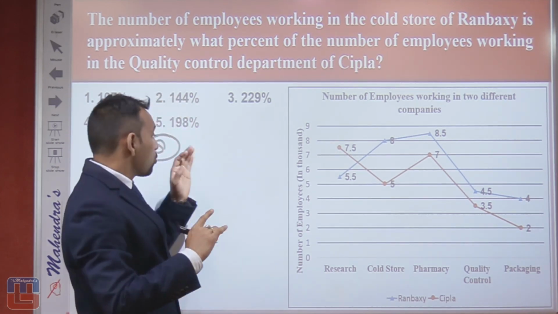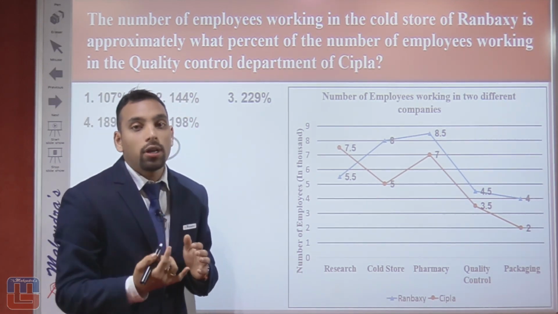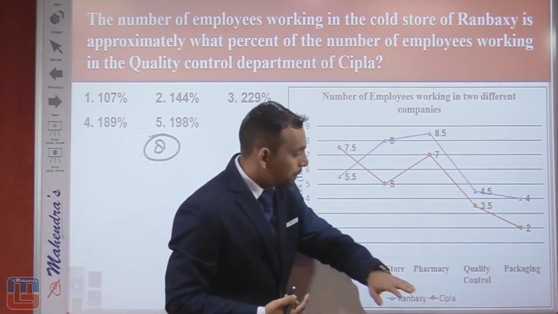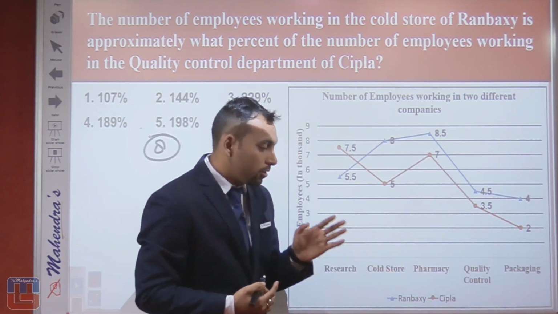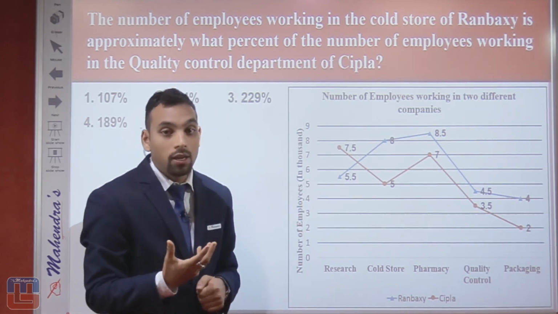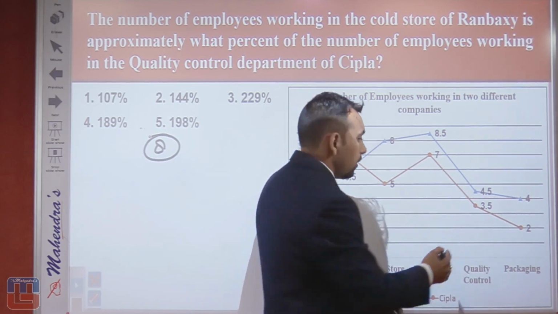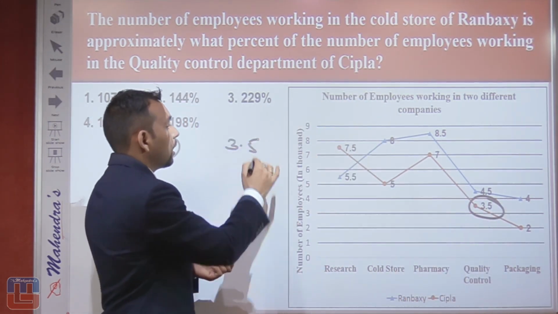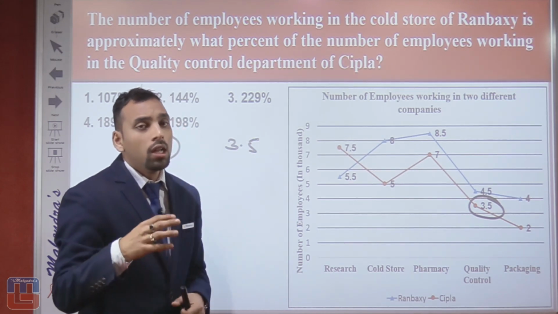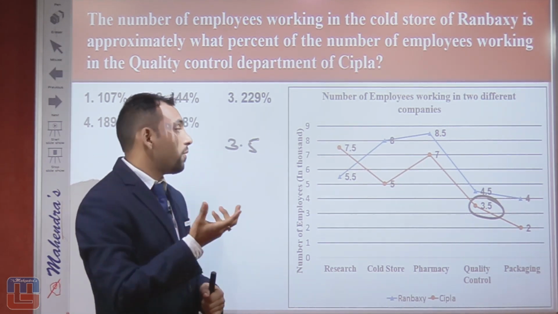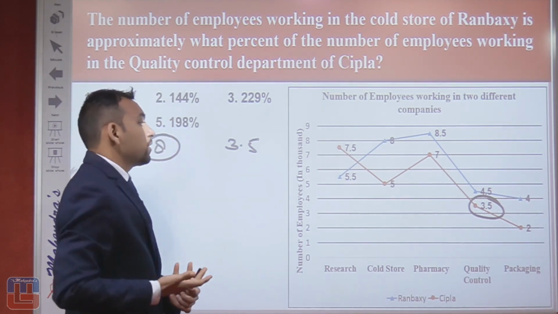Now this is what percent of the employees working in the quality control department of Cipla? Cipla in this data is denoted by the orange line. So that is 3.5, you can see here. So 8 is what percent of 3.5? How will we calculate? As you all know, we have discussed many times how to find that 8 is what percent of 3.5.